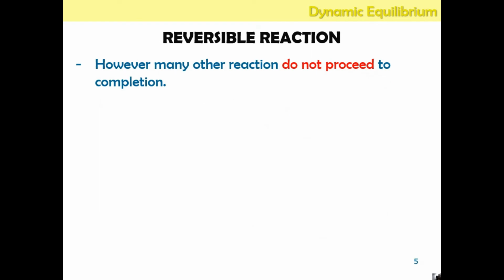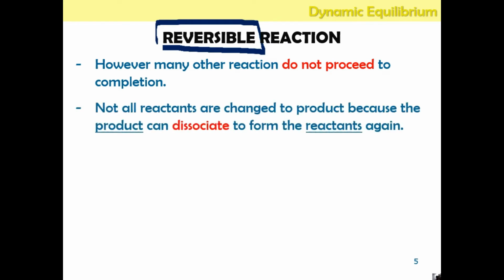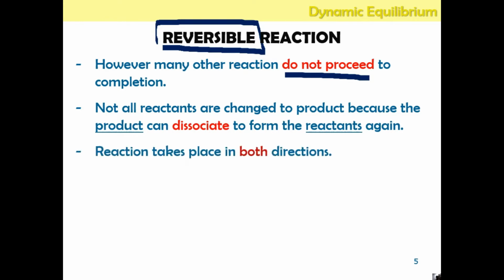The second type is the reversible reaction. However, many other reactions do not proceed to completion. Not all the reactants are changed to product, because the product can dissociate to form the reactant again. The reaction takes place in both directions.